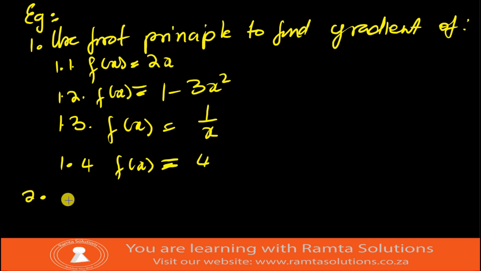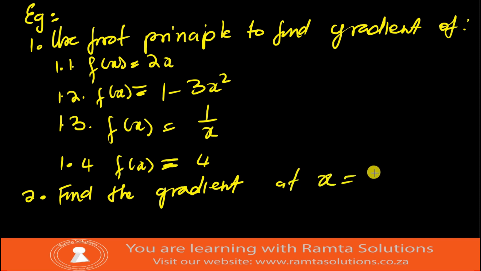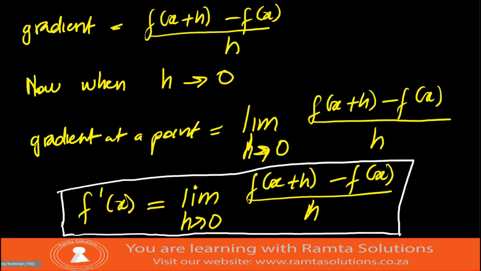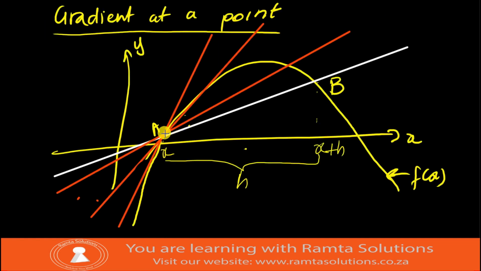Number 2, find the gradient at x equals 3. So for the second question, you are basically finding the value of the gradient at this particular point. So basically we say we are finding the gradient here. All right, so let's get into it.